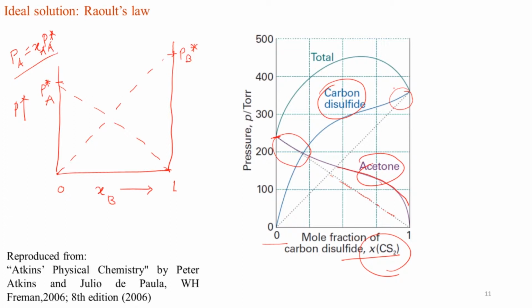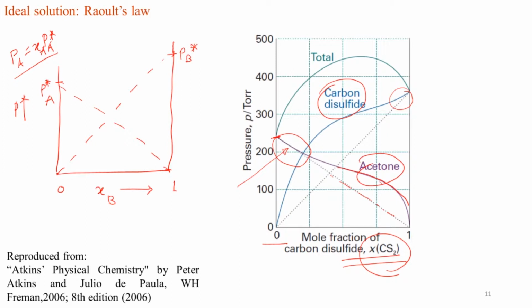What we see from the picture of Raoult's law is very important. If you think in terms of the solute, say carbon disulfide, initially when we are adding carbon disulfide into acetone and the mole fraction is very small, it is a solution of carbon disulfide in acetone, where acetone is the solvent. That is a very dilute solution with respect to carbon disulfide, and in the dilute solution limit, it works very nicely.